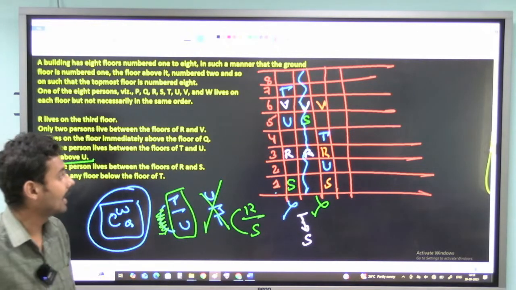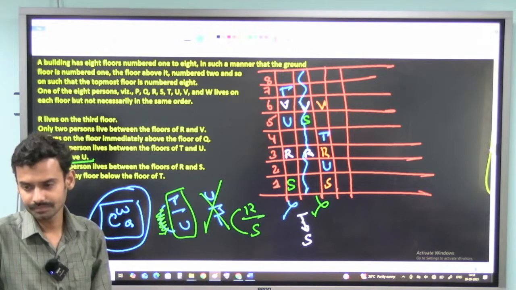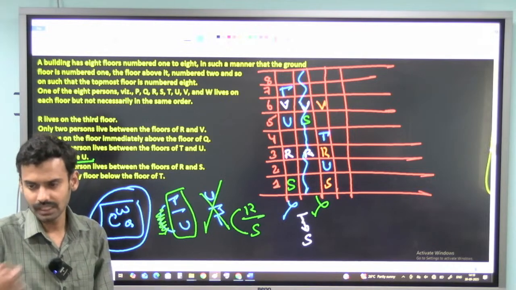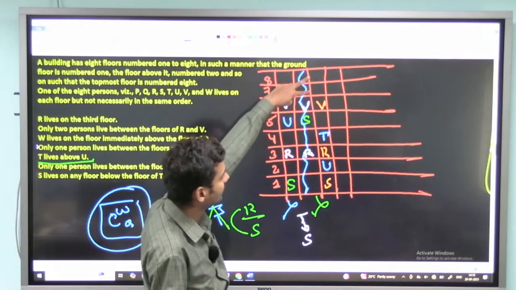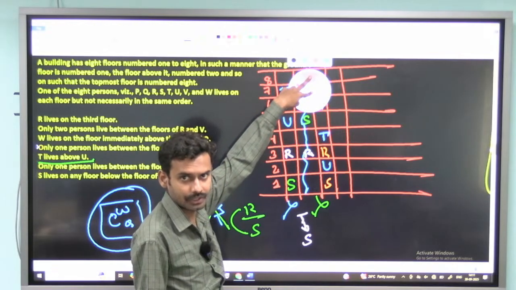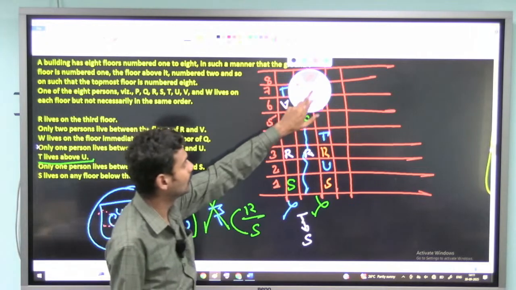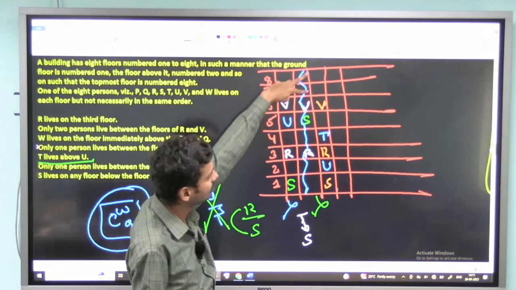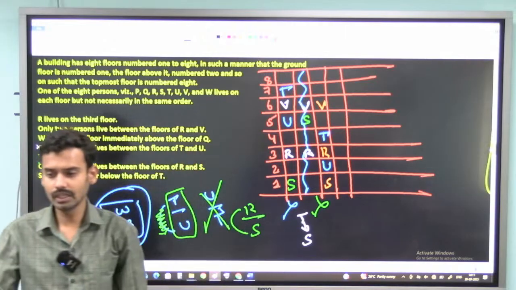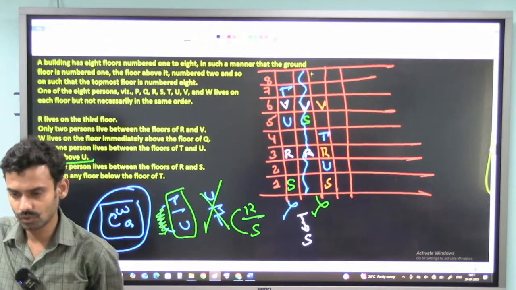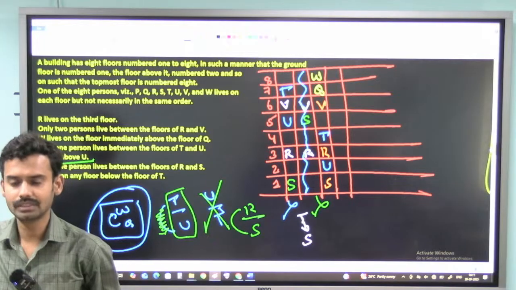And if I see the last case, that is the third case, these are the only places that are available for W and Q, because W and Q should occupy two consecutive places, and these are the only two places that are available. So I can fix W and Q here. So W is here and Q is here.